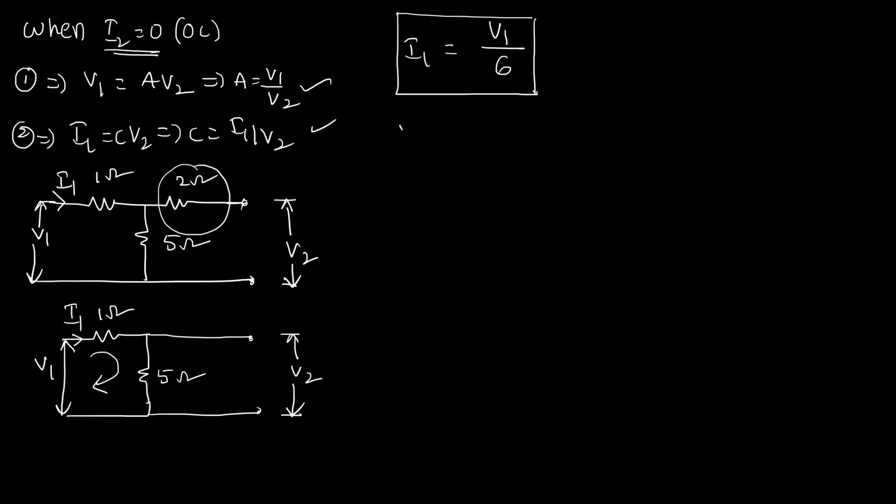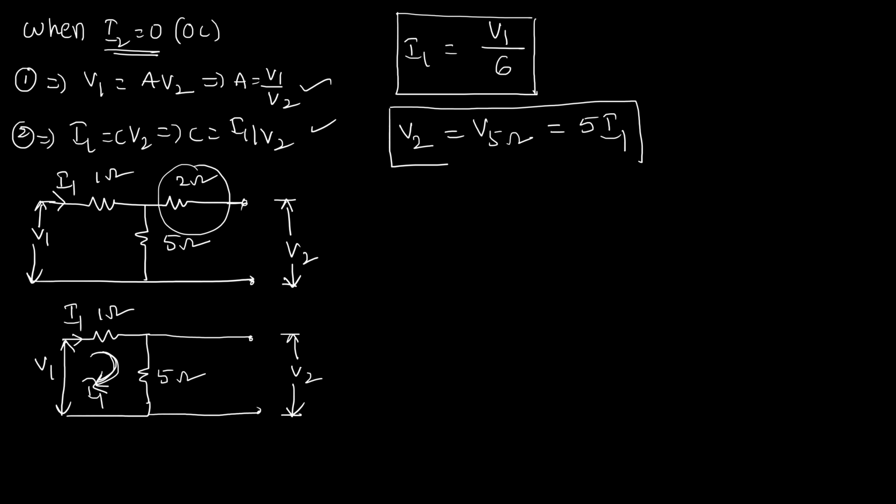Now we need to calculate V2. So what is V2? Voltage across 5 ohm. V equal to IR is the formula. What is the current flowing through 5 ohm? Is it not equal to I1? Yes. So this is 5I1. So you got the relation for V2 in terms of I1 also.